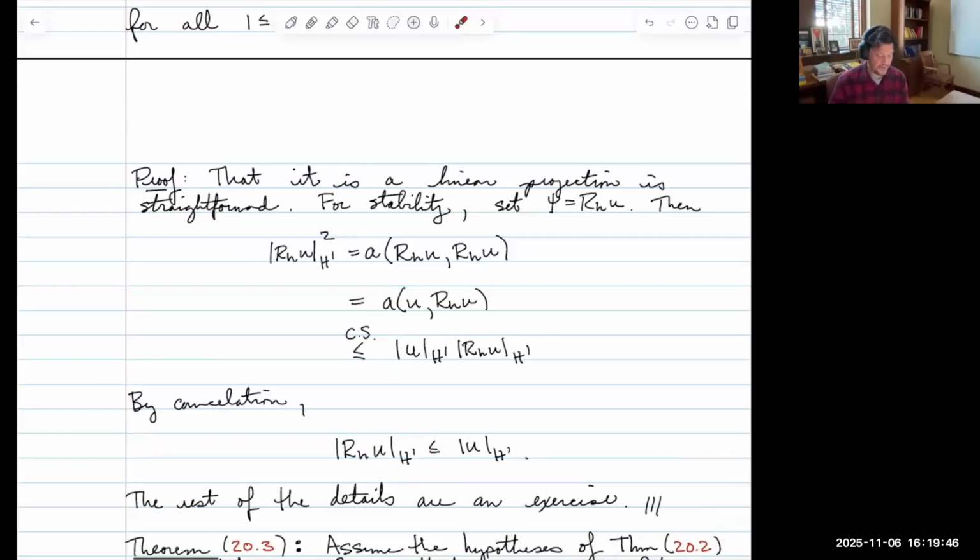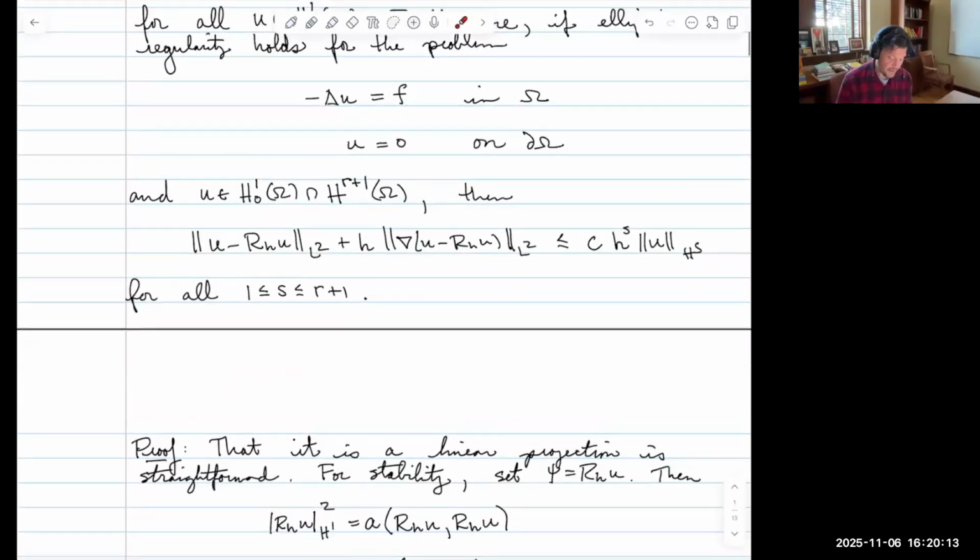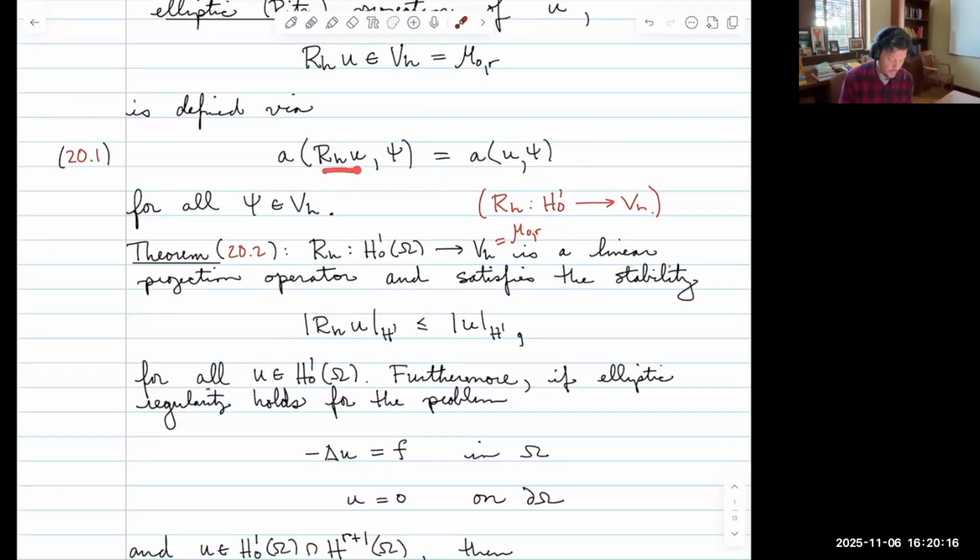The fact that it's linear is just due to its definition. We're using a linear process to define this thing called the projection operator, and that conveys linearity to this operator. The fact that it's a projection is also straightforward. I'll let you think about that one. So let's only tackle the stability question. To see stability is true, let's go back to the formulation. Here we're allowed to plug in any function from V_h. So the function that I'm going to use is this guy in particular, R_h of u, because that is a finite element function.